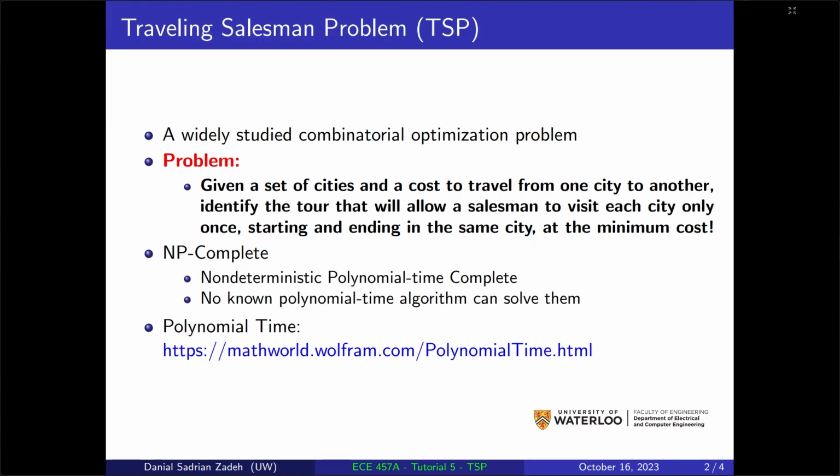So the traveling salesman problem is a widely studied combinatorial optimization problem. According to Wikipedia, it is a subfield of mathematical optimization that consists of finding an optimal object from a finite set of objects. The problem says that we are given a set of cities and a cost to travel from one city to another. Usually this cost is the distance between the cities. Now we want to identify the tour that will allow a salesman to visit each city only once, starting and ending in the same city, at the minimum cost, obviously.